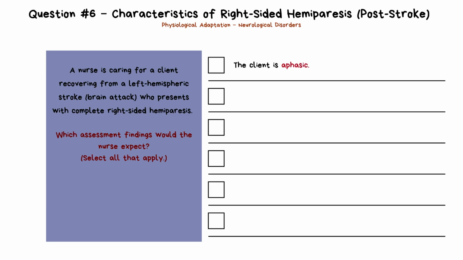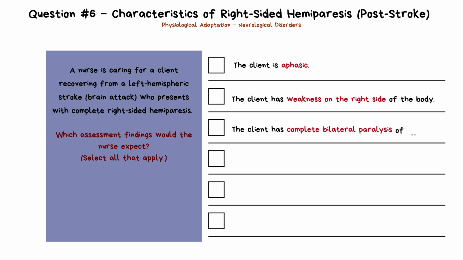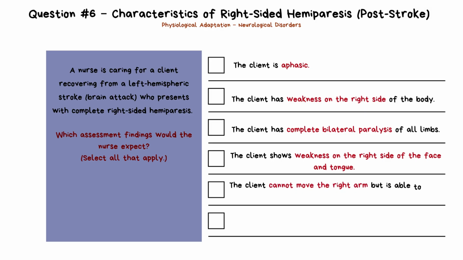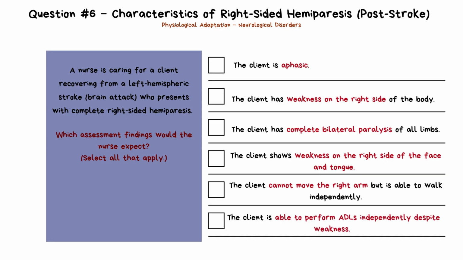Option 1. The client is aphasic. Option 2. The client has weakness on the right side of the body. Option 3. The client has complete bilateral paralysis of all limbs. Option 4. The client shows weakness on the right side of the face and tongue. Option 5. The client cannot move the right arm but can walk independently. Option 6. The client performs daily activities independently despite weakness.